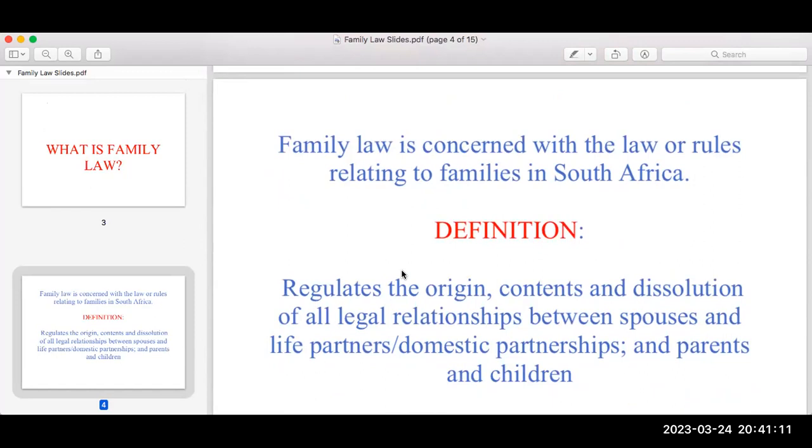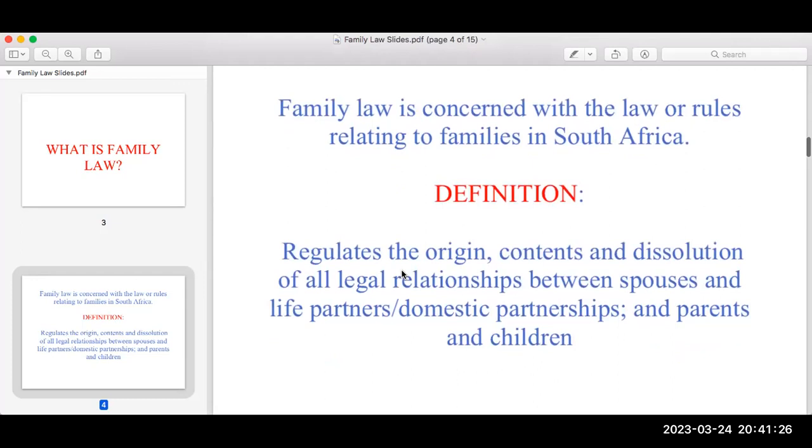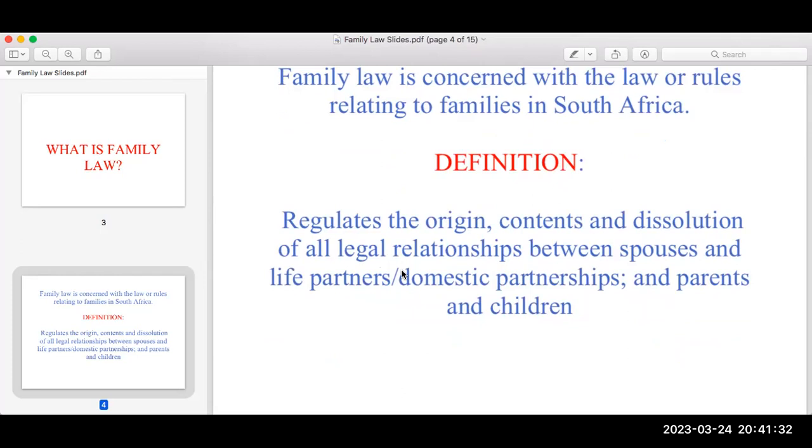So family law, we said family law is concerned with the law and rules relating to families in South Africa. So it deals with family matters, right? And the definition is that it regulates the origin, the contents, and the dissolution of legal relationships between spouses, life partners, domestic partnerships, parents, and children. So that is the textbook definition.